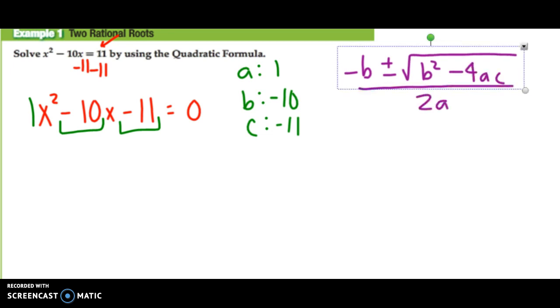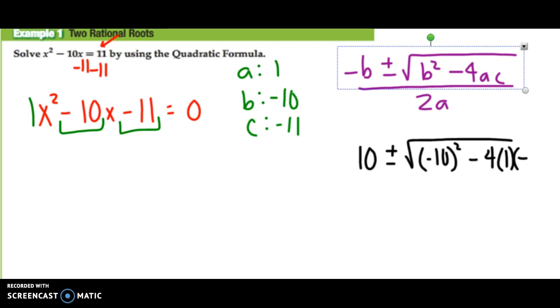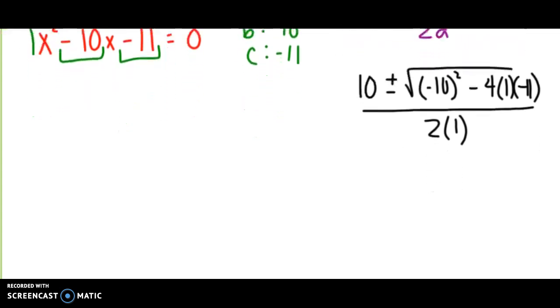So what I'm going to do is plug my numbers into my quadratic formula where they belong. First one, negative b. Well, since I have negative 10, negative 10 is just a positive 10, plus or minus the square root of negative 10 squared minus 4 times 1 times negative 11, all over 2 times a, which in our case is 1. Okay, so now we've plugged our numbers in just like that. Then I'm going to simplify as much as I can, and then I can go to my calculator.